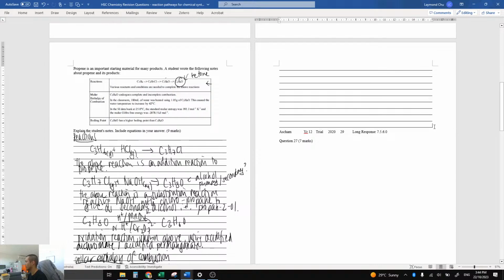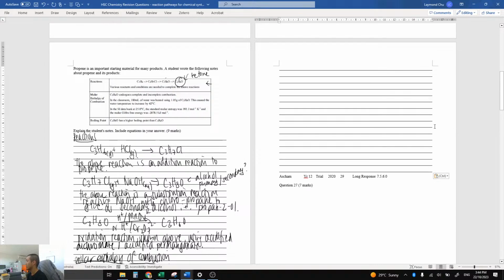Let's do a continuation of this question. Incomplete combustion, what does that look like? Incomplete combustion is when there's insufficient oxygen in the combustion reaction.